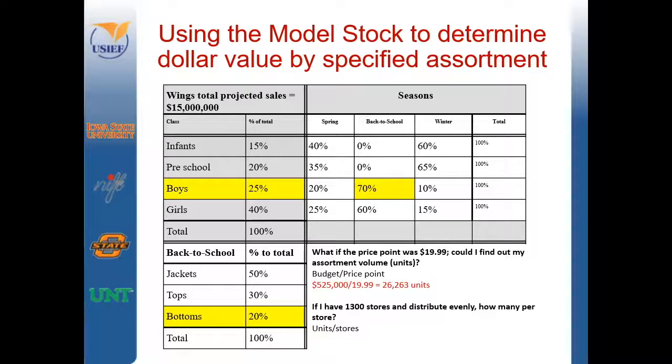Now, what if you have 1,300 stores and you want to distribute your bottoms evenly? You would then take these units that you've just calculated, 26,263, and you would divide them by your 1,300 stores to get that you have 20 units per store.